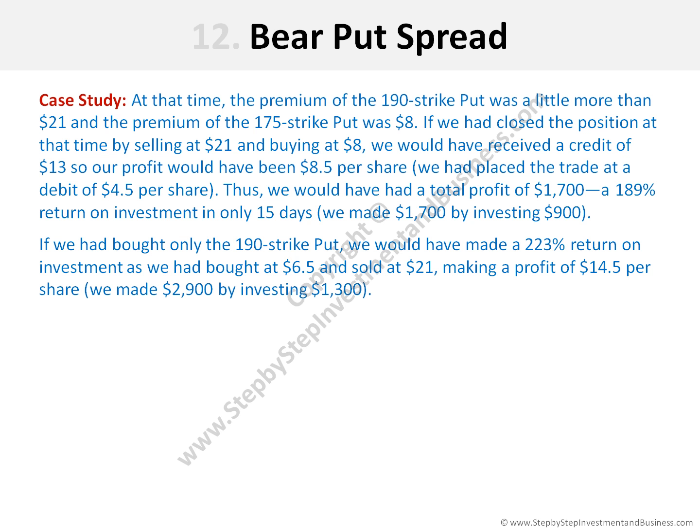If we had bought only the 190 strike put, we would have made a 223% return on investment, as we had bought at 6.5 and sold at 21, making a profit of $14.5 per share. That is, we made $2,900 by investing $1,300. In this case, it would have been more profitable to have bought only the put.